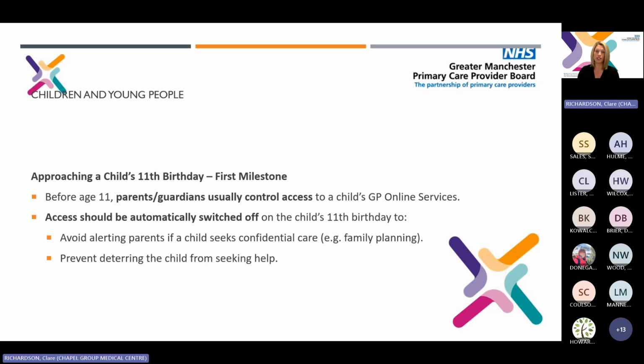So the parents of the child will usually control the access before then. And then access to the records should be switched off automatically when the child reaches the age of 11. However, we all know our systems are not equipped to do this automatically. In a wonderful world, it would, but unfortunately, we have to run searches in our EMIS systems. And then once it's gone through, it has to be done manually.